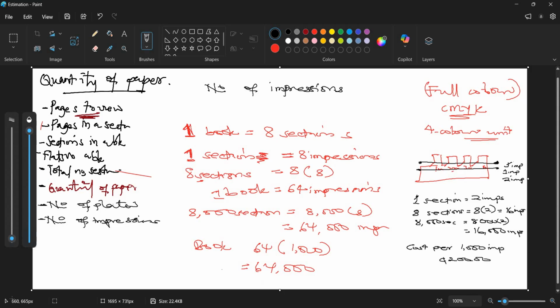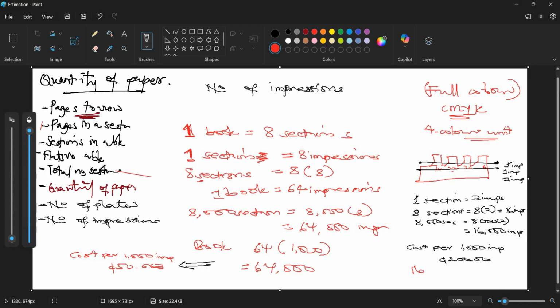Are we okay? And then here, this place will state that cost per 1,000 impressions is 50 cedis if it's a 4-color unit. So they just divided 200 by 4 because they are paying attention to each unit. Are we good? Okay.